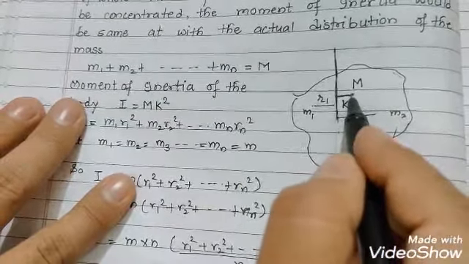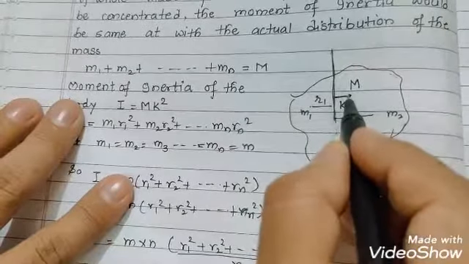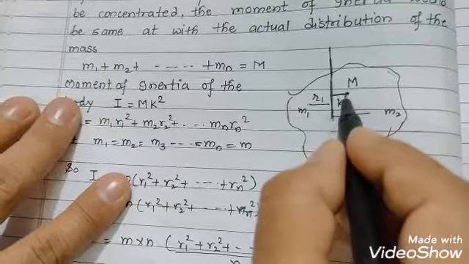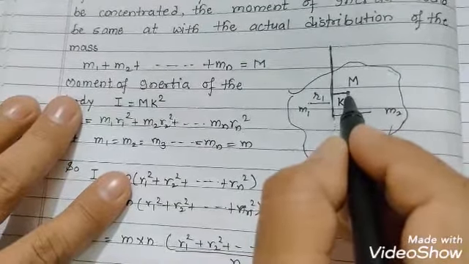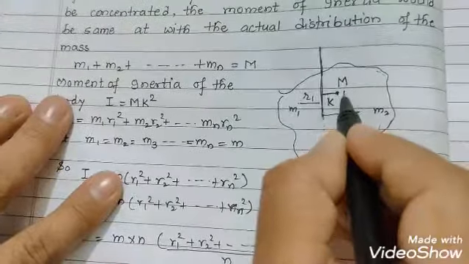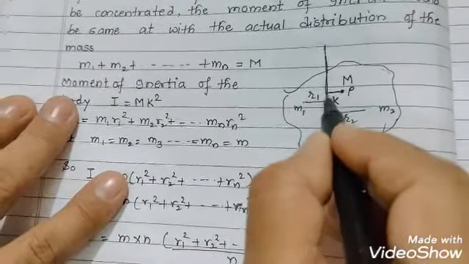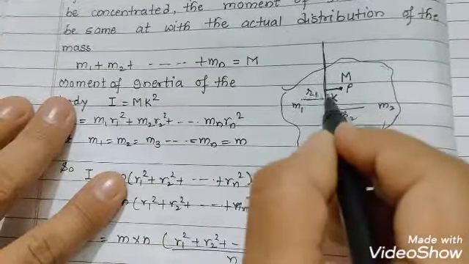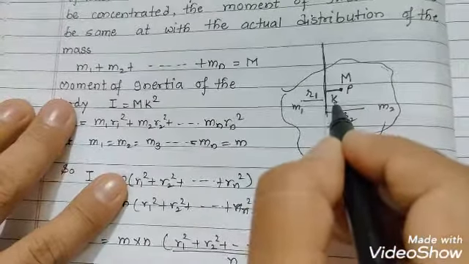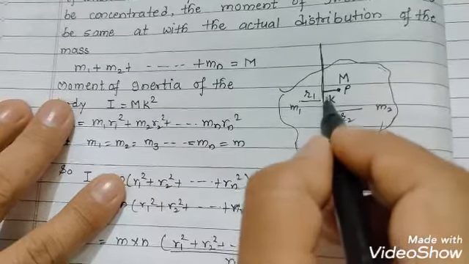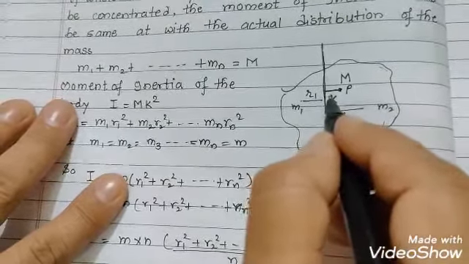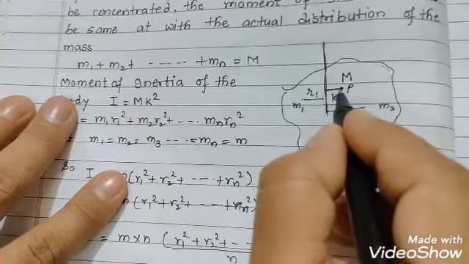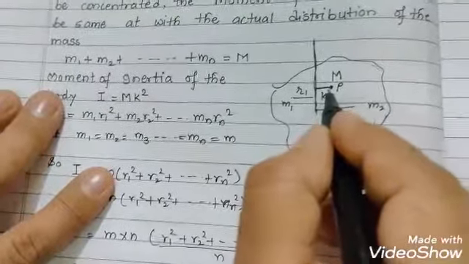So the radius of gyration is what? Where the whole mass of the body is concentrated. The perpendicular distance of that point, suppose I am writing this as a point P, the perpendicular distance of point P from the rotational axis, that is k, and this k is called the radius of gyration. So actually the radius of gyration is the perpendicular distance of a point where the whole mass of the body is supposed to be concentrated.